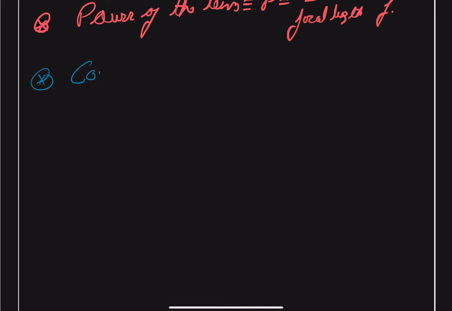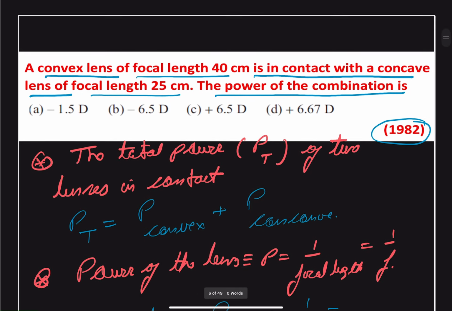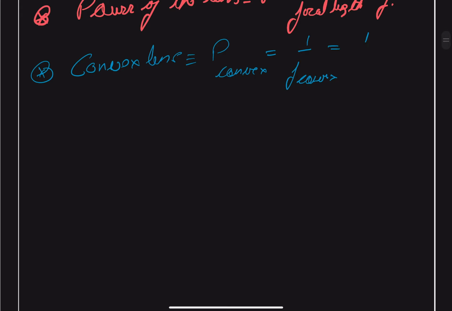So we can write this for convex lens. We can say power of convex is equal to 1 upon focal length of convex, and it is given as 40 centimeter. So we can write this as 1 upon 0.40, and this comes as 2.5, and the unit will be diopters.